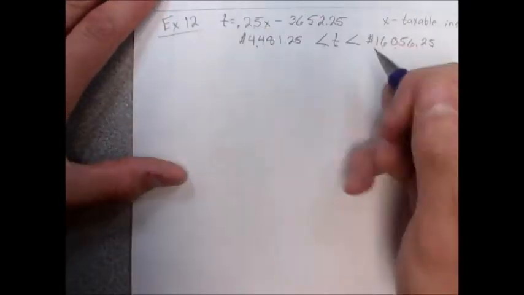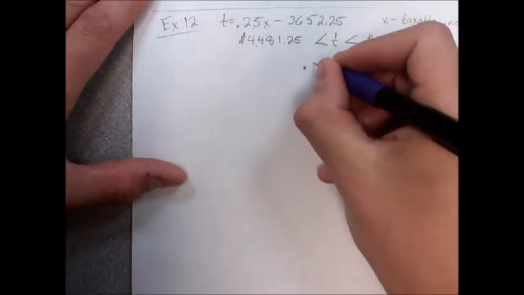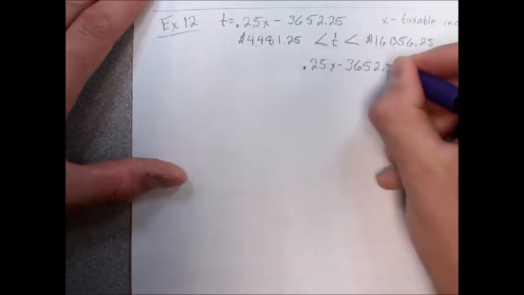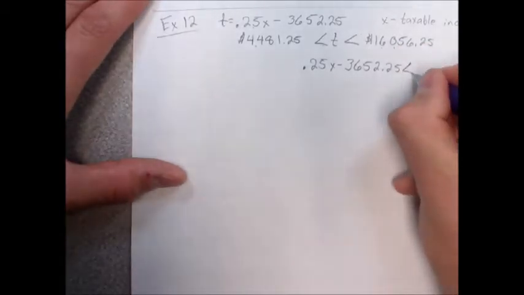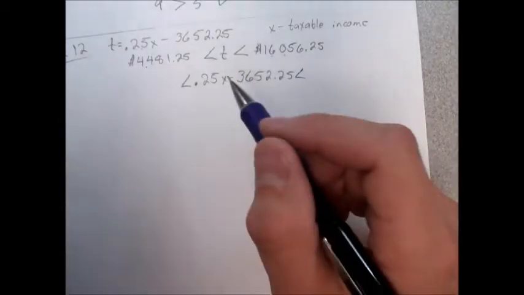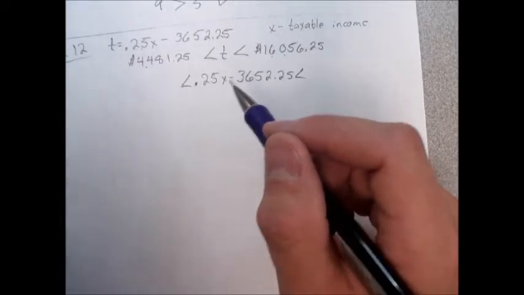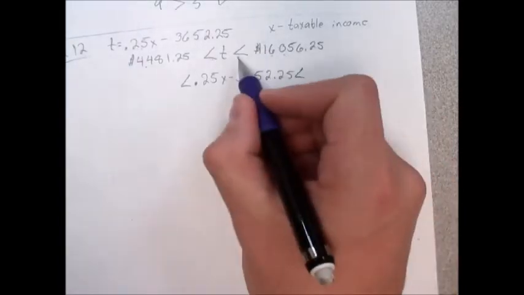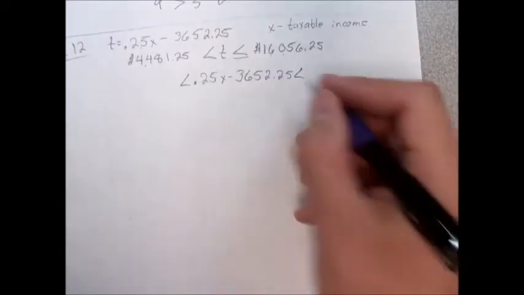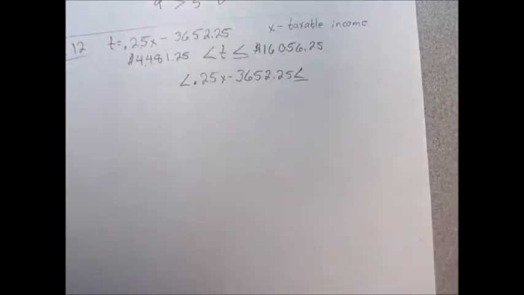So I'm going to write down my equation for taxes, 0.25x minus $3,652.25. And then I'm going to write in my symbols. Let me reread this, that way we can correct something. It says not more than $16,000. So can it be $16,000? It says not more than. So it can be $16,000, but it can't be more than it. So we're right on the border there.